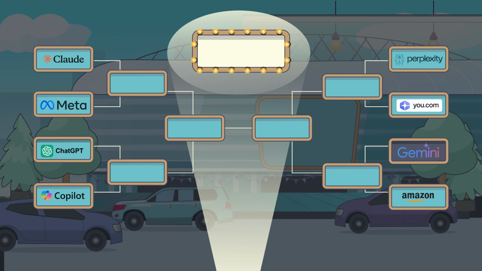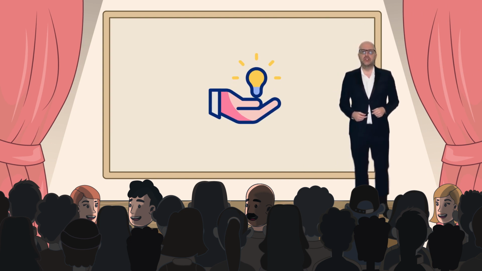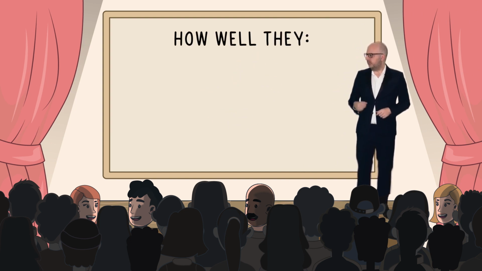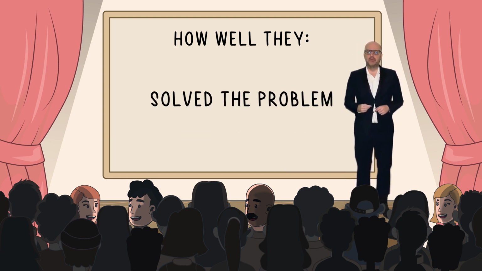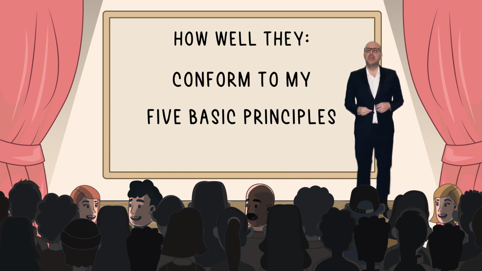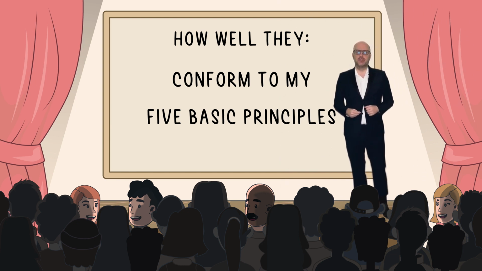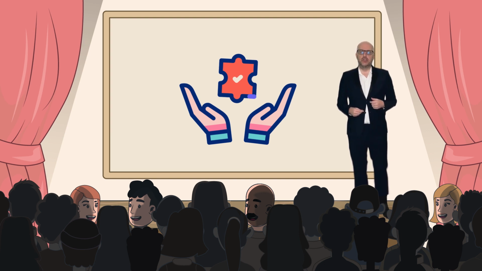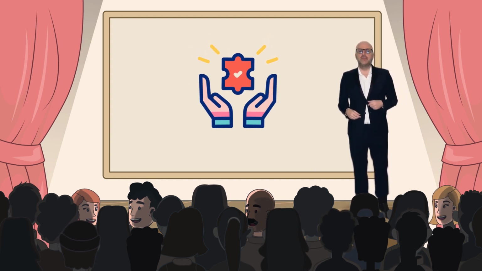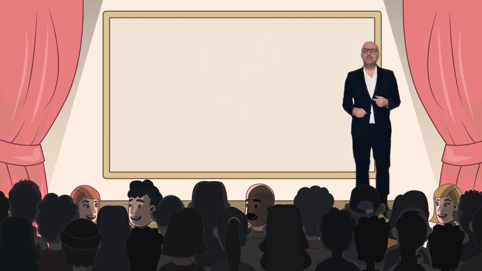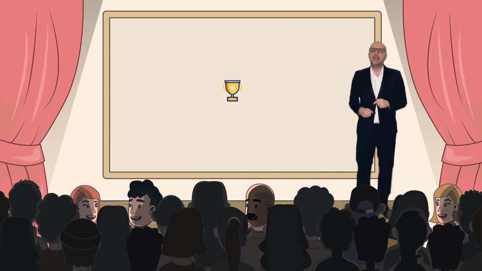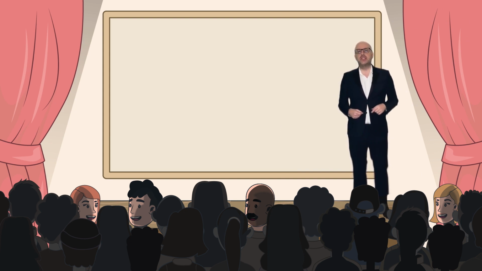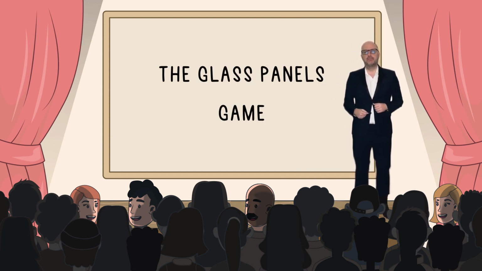Over 3 knockout rounds, I'll be asking these AI programs to solve a problem for me and visualize their solution. They'll be judged on how well they understood the problem without extra explanation, how well they solved the problem, and how well their visualizations conform to my 5 basic principles. I'll be sharing my solution, or the correct solution, in a video right now, and then sharing the head-to-head matches between the different AI programs over 3 rounds until we get to only one winner. So without further ado, let's introduce today's problem, the glass panels game.